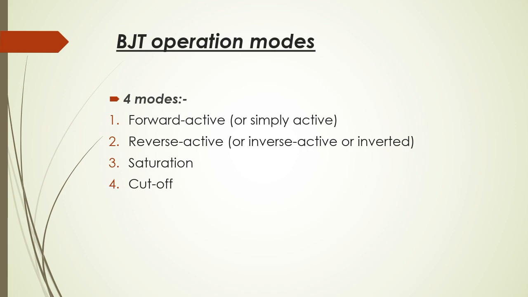Then, bipolar transistors have the ability to operate within four different regions. First one, forward active, and it is also known as active only. Second one, reverse active. The opposite of forward active is reverse active. In the active region, the transistor can be used as an amplifier.